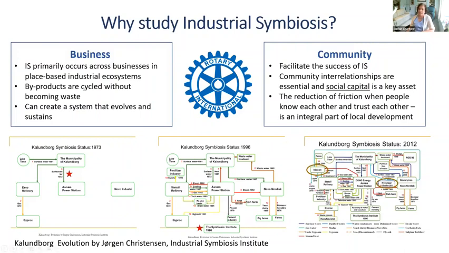When you look up at the top boxes, we talk about business, because industrial symbiosis primarily occurs across businesses, place-based in industrial ecosystems. Those are the words we use, industrial ecosystems. And what I love about it is, in recycling, you throw the thing away, then you try to recover it, then you try to make it worth value, but it's hard. But these byproducts are cycled without ever becoming waste. And so that, for me, is such a good goal.